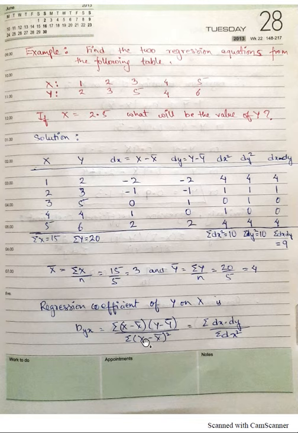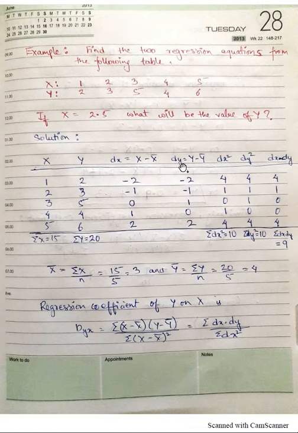So what we first have to find from here is x minus x bar into y minus y bar and x minus x bar whole square. So first we will find x minus x bar. Let us say we name it as dx, as we have already discussed. So x minus x bar will be equal to x minus 3. So 1 minus 3 is minus 2, 2 minus 3 is minus 1, 3 minus 3 is 0, 4 minus 3 is 1 and 5 minus 3 is 2. So this is dx or x minus x bar.